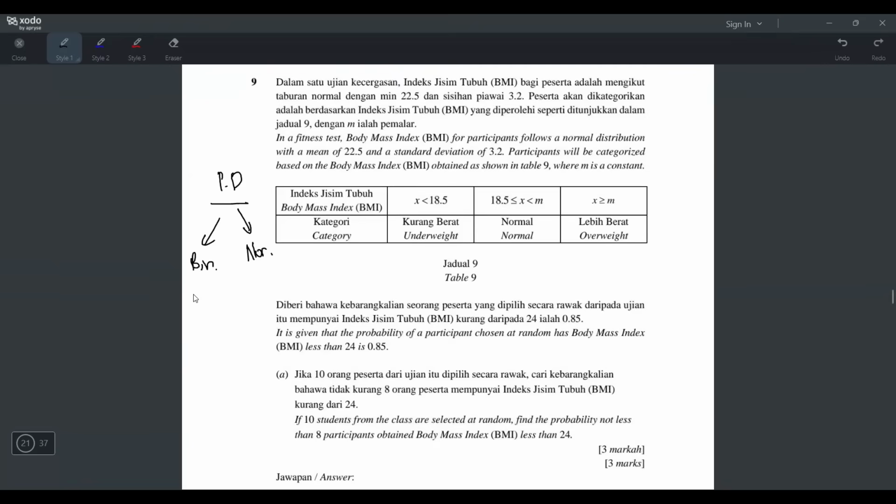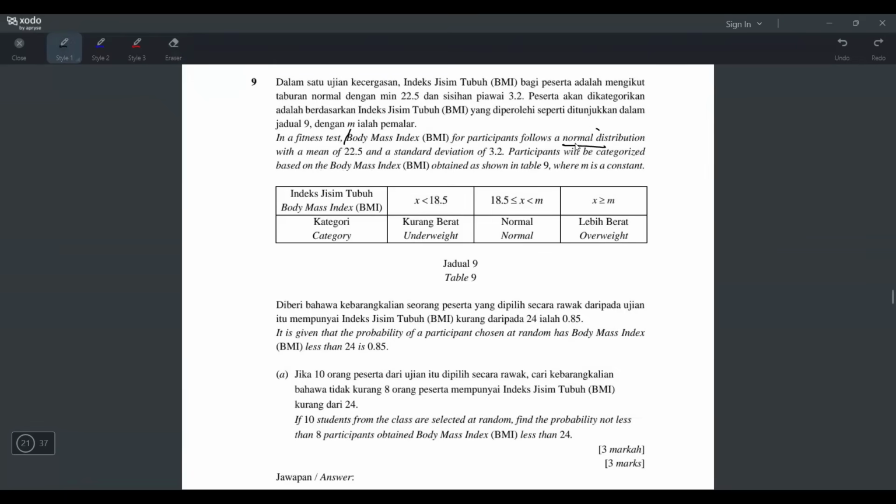If it's binomial, we have to use what we learned, 4 formulas. There are 4 formulas for binomial. First is the probability formula, and then the mean, the variance, and the standard deviation. And if it's a normal distribution, we have to use the Z value table, right? Let's try to read the question first. In a fitness test, body mass index BMI for participants follows a normal distribution.